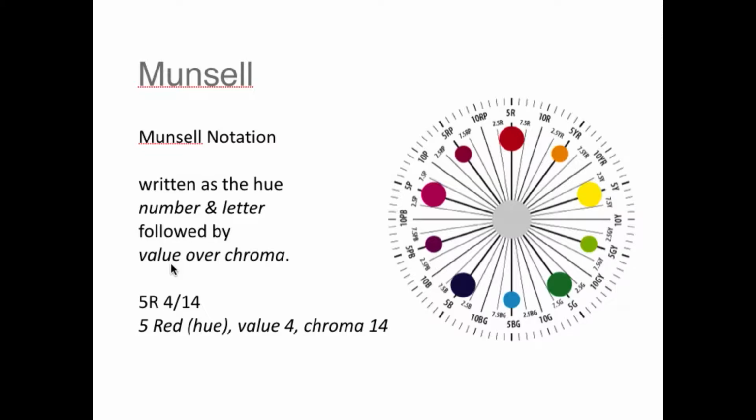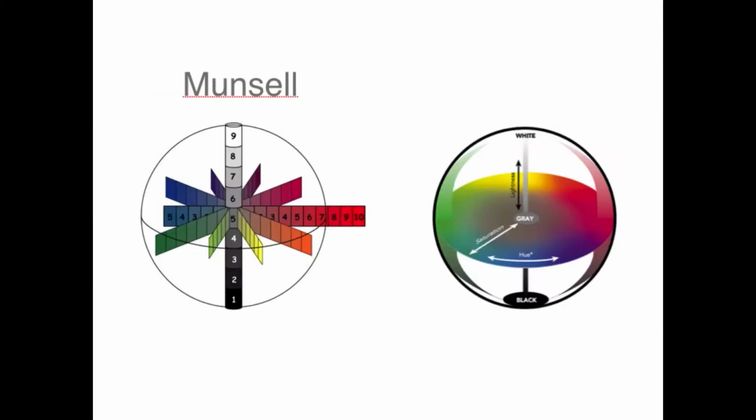And then it's followed by value over chroma. So if we're looking at this notation, we're looking at the number 5 red, which is the hue, value number 4, and that is its vertical distance, and then its chroma is the distance from the core of the hue circle. So Munsell's system is also a color sphere in a way. It's a color volume or color solid. It's actually known as the Munsell color tree because it seems more like there's a trunk and then branches of a tree for each of the hue families.